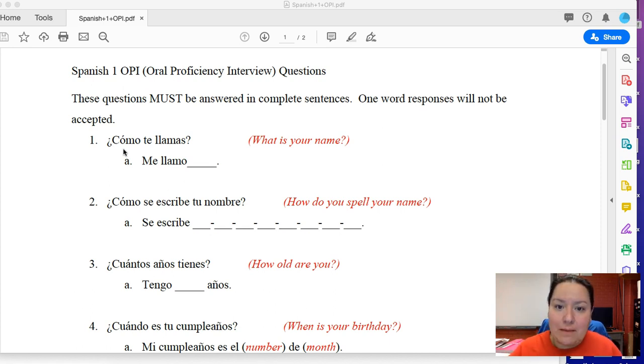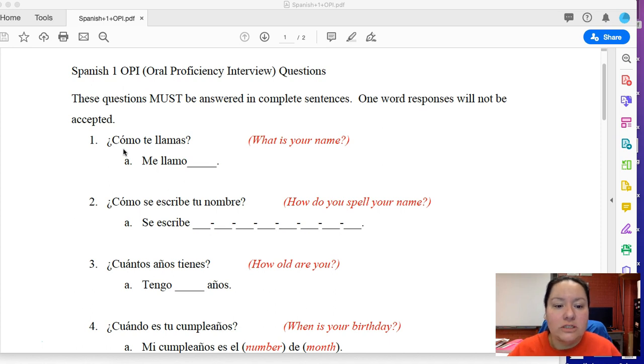Okay. ¿Cómo te llamas? Now, when I ask you ¿Cómo te llamas?, your response to what is your name should be me llamo and then whatever your name is. Okay. So if I say ¿Cómo te llamas?, then you would respond me llamo and then your name.